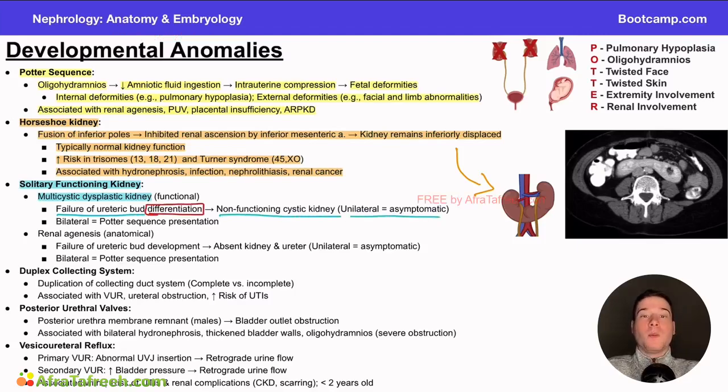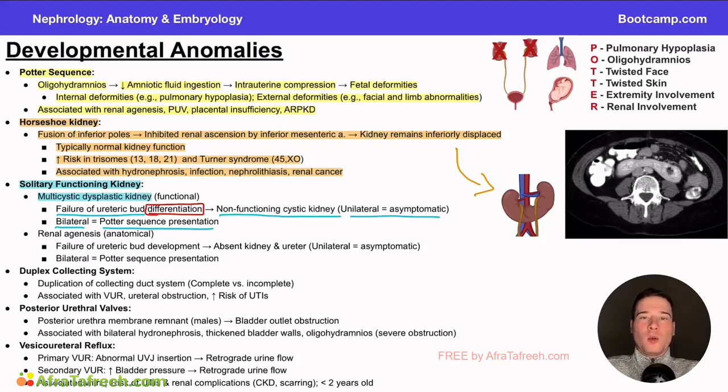Now, if a patient has this bilaterally, we're going to get a Potter sequence type presentation. And the reason is because if we have both kidneys not working, well, what's that going to do? It's going to lead to oligohydramnios. And we talked about this cascade earlier, decreased amniotic fluid, and the Potter presentation of pulmonary hypoplasia, abnormal extremities, which are a result of oligohydramnios, not producing enough urine and thus not having enough amniotic fluid as well.